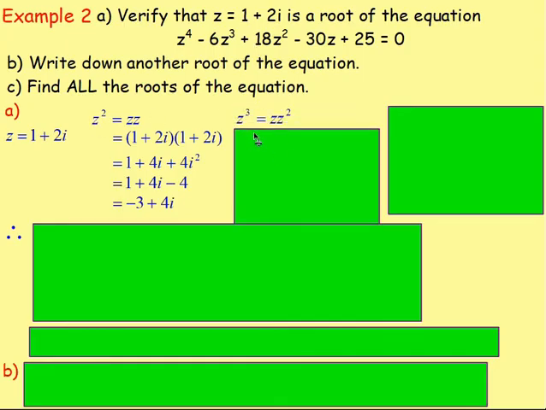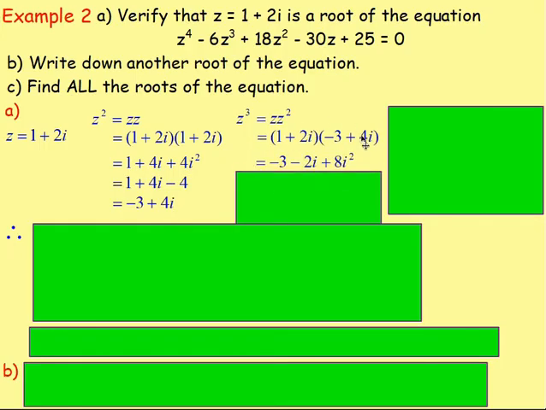So z cubed will be z times z squared, which will be 1 plus 2i times -3 add 4i. Multiply the brackets once again, so 1 times -3 is -3, we'd have a plus 4i, take away 6i is -2i, and multiply the 2i by the 4i, we get plus 8i squared. i squared is -1, so you'd have 8 times -1, so that would then become take away 8.